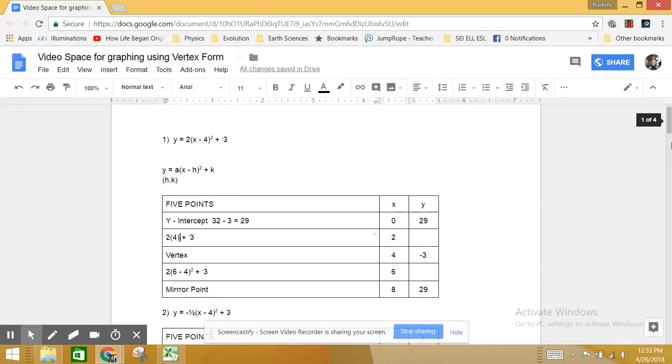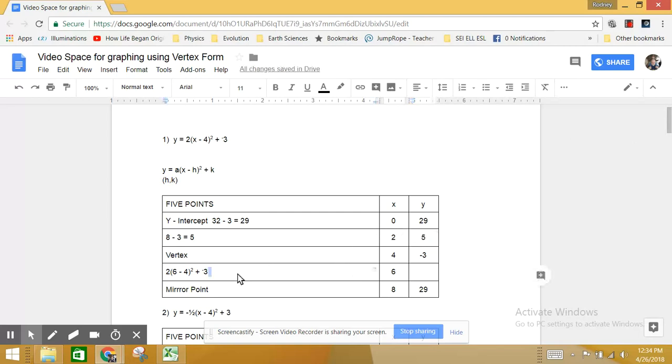Okay. And now I'm going to multiply 2 times 4 because multiplication comes before addition and subtraction. So that becomes 8. And I have 8 minus 3. So I'm going to make clear that that is that. 8 minus 3. So I will have equals 5. So I have 5 here. So I have a point at 2, 5.